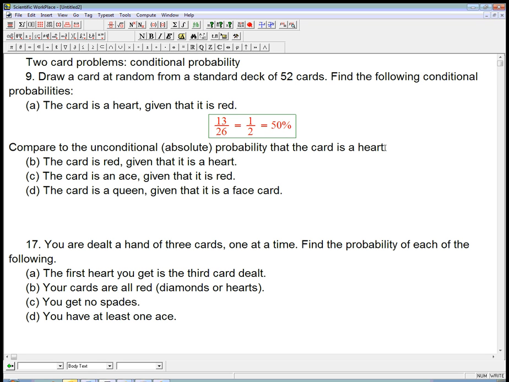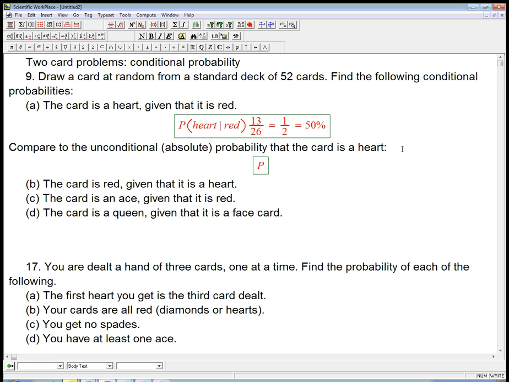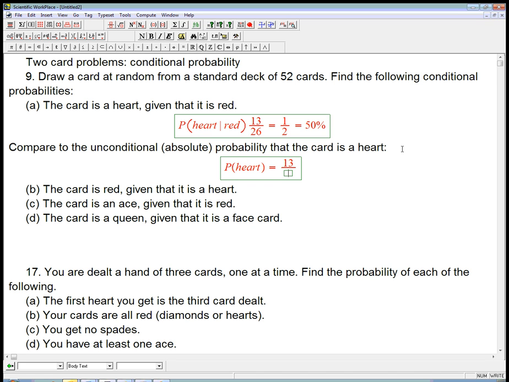The unconditional probability, let me write this down. This is P of heart given red, versus just the unconditional probability P of a heart. And that's going to be, excuse me, the same 13 outcomes. We need an equal sign. The same 13 outcomes out of all the possibilities, and that's 1/4. That's 25%, of course.